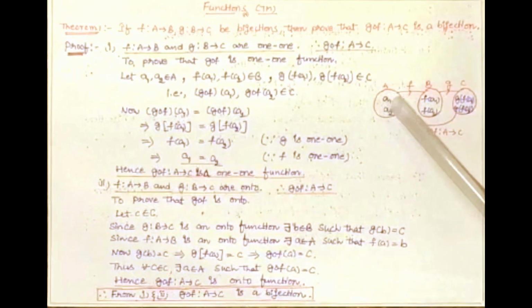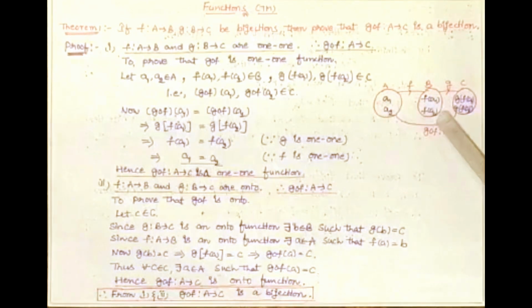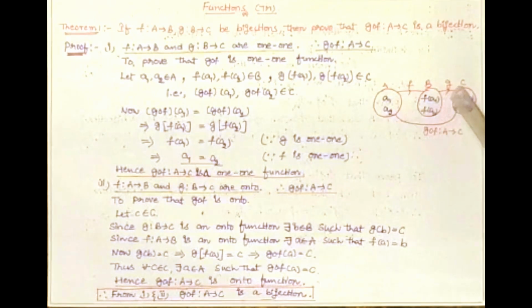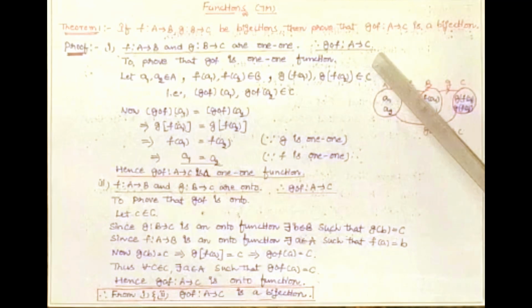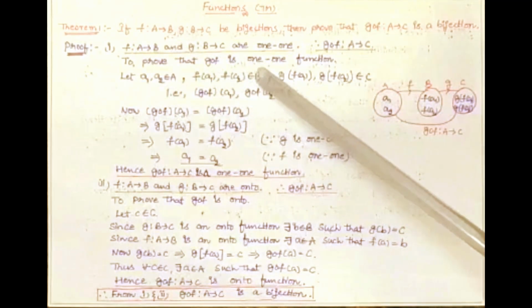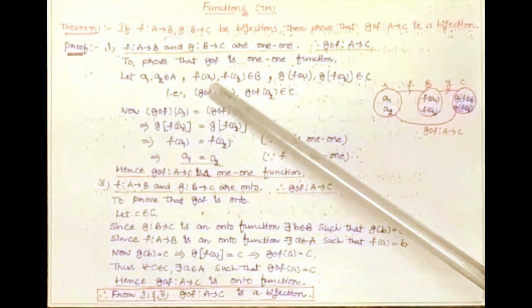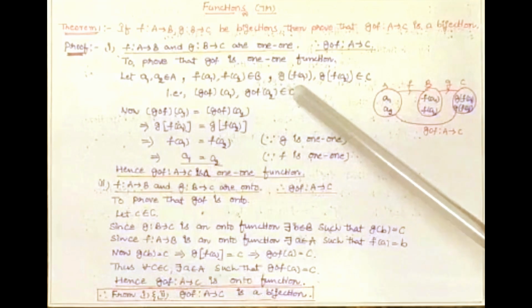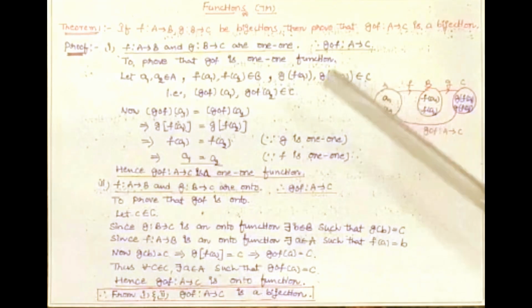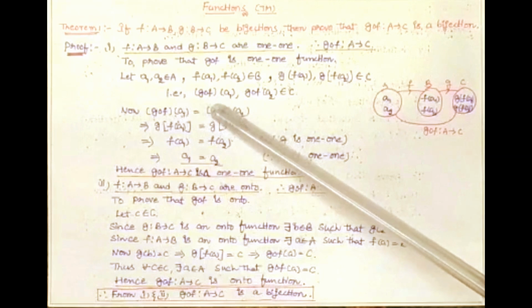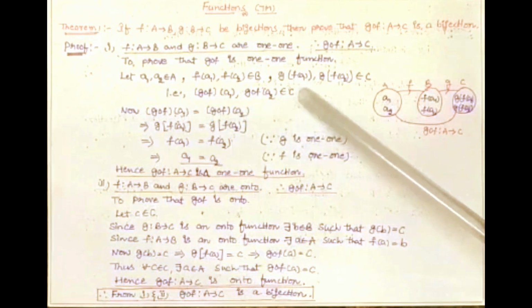Then the images of a1 and a2 in the set B become f(a1) and f(a2). And again for the function g: B to C, the images of f(a1) and f(a2) become g(f(a1)) and g(f(a2)). Now it is obvious that g∘f: A to C, that's what I have written here. To prove that g∘f is a one-one function, consider two elements a1, a2 belonging to A. f(a1), f(a2) belong to B, g(f(a1)), g(f(a2)) belong to C, that is g∘f(a1), g∘f(a2) belong to C.